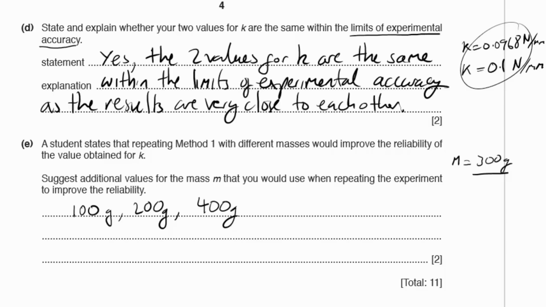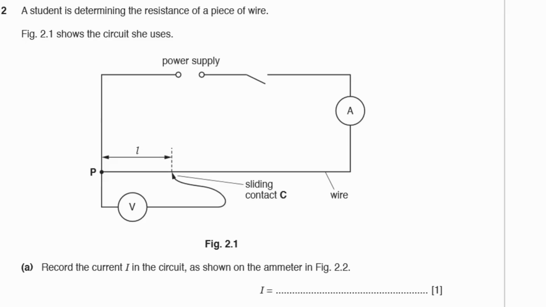Excellent. Let's move on to the next question. Question 2. A student is determining the resistance of a piece of wire. Figure 2.1 shows the circuit she uses. There we go, got a nice little circuit showing up. A. Record the current I in the circuit as shown on the ammeter in figure 2.2.